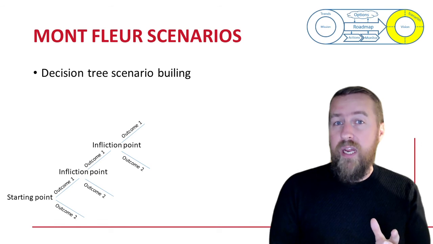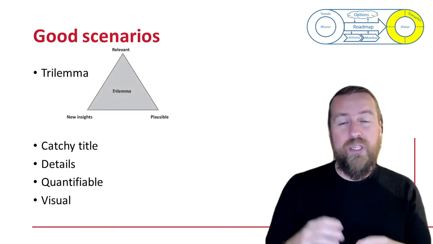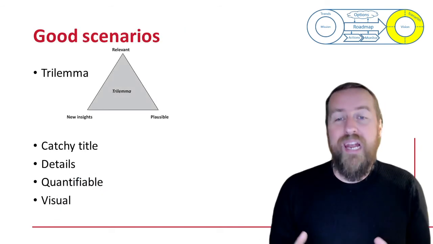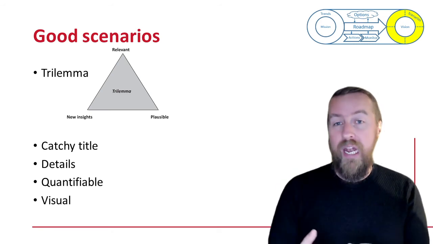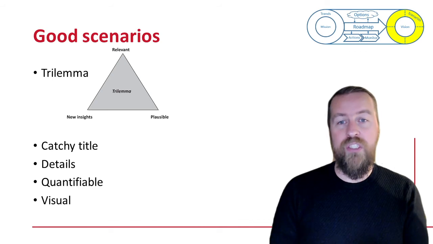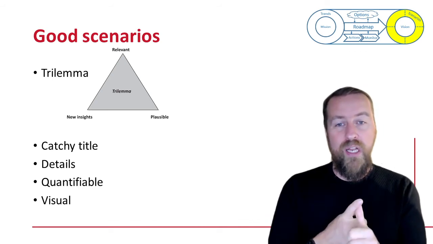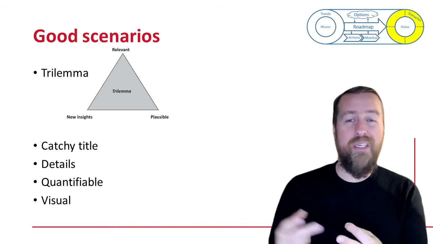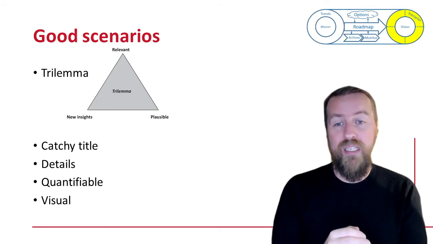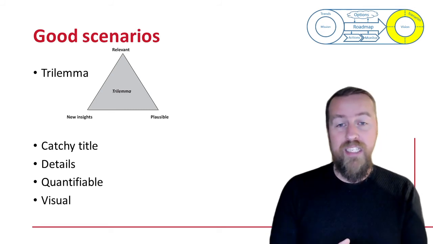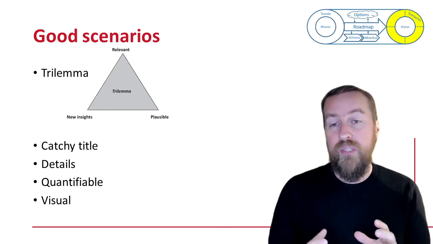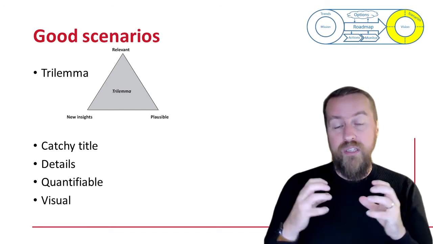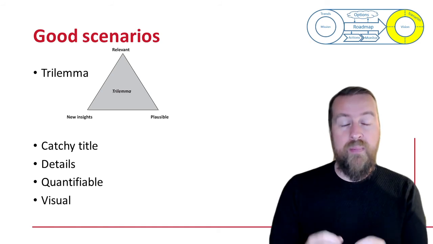But what is a good scenario? A good scenario is a trilemma, or not a dilemma where there's 2 dimensions, but a trilemma where there's 3 dimensions. It needs to be relevant, it needs to be plausible, it needs to bring new insights. These insights, along with the relevance and plausibility, will give us the scenarios.